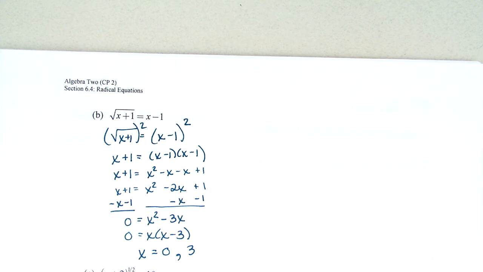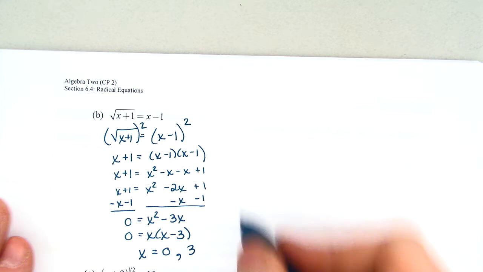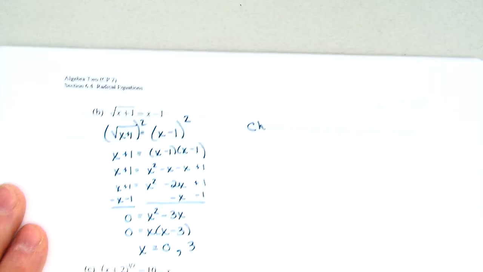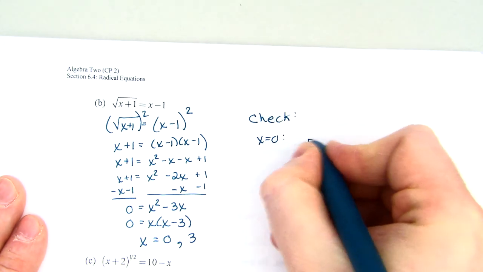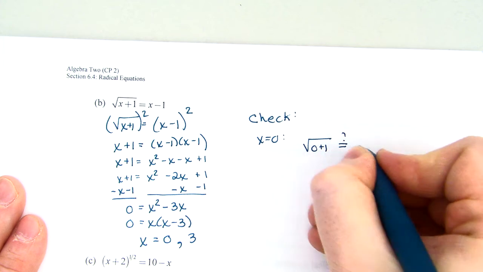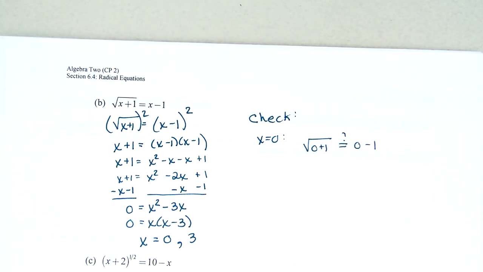However, what else am I going to have to do? Plug in, do your check. Now, they could both be good. They could both be bad. One could be good, one could be bad. No way to know until you go and plug in. So we need to do some checking here. You're going to check x equals 0. You're going to do square root of 0 plus 1 maybe equals 0 minus 1. You're going to finish that, and then you're going to deal with x equals 3. And when you're done, see if you can write up what our solution is going to end up being.